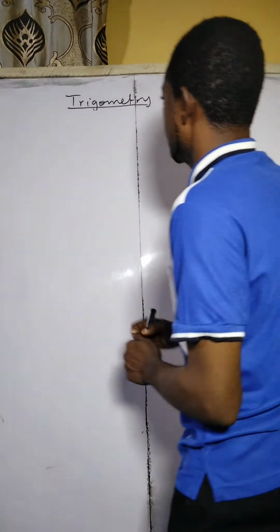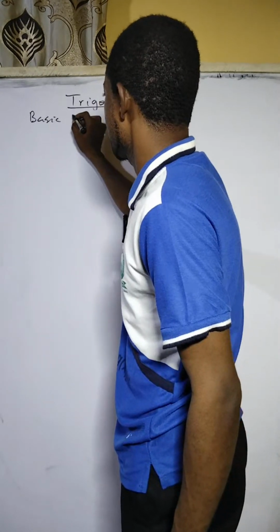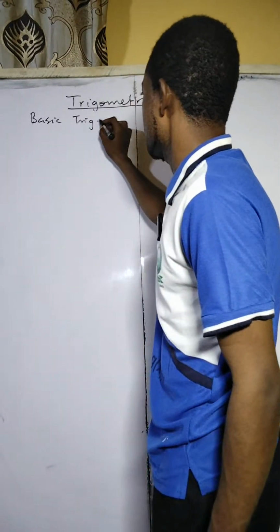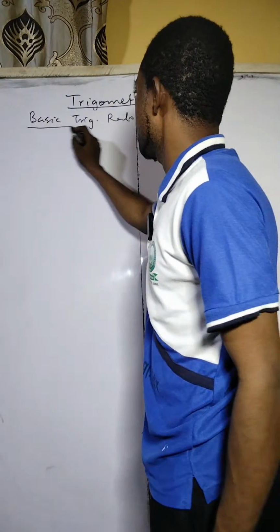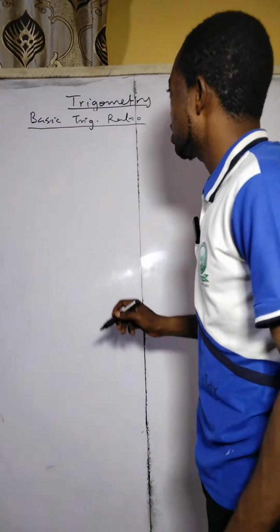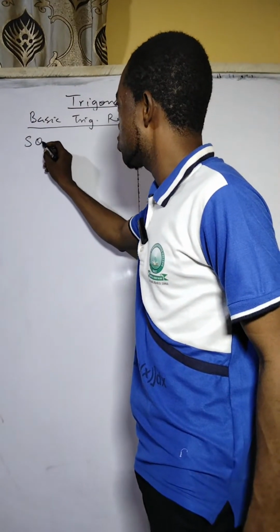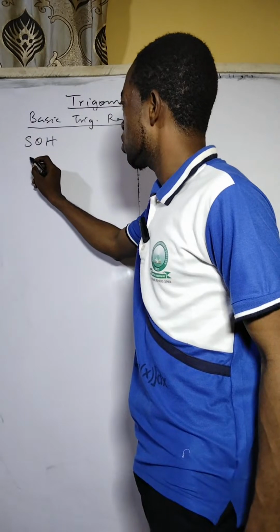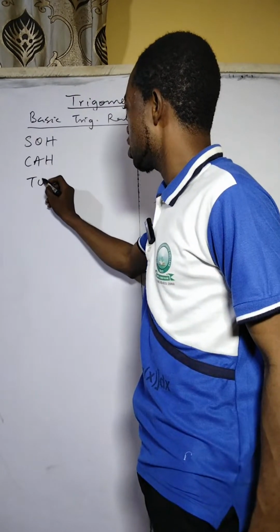So we have the basic trig ratio, and we have sine, cosine, and tangent. For the ratio for sine, we can use the acronym SOH. Then for cos, we use CAH. Then for tan, we use TOA.